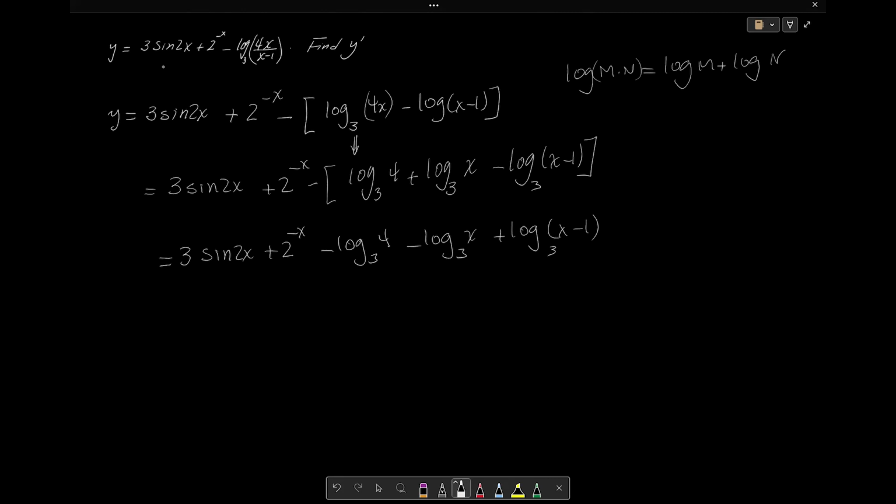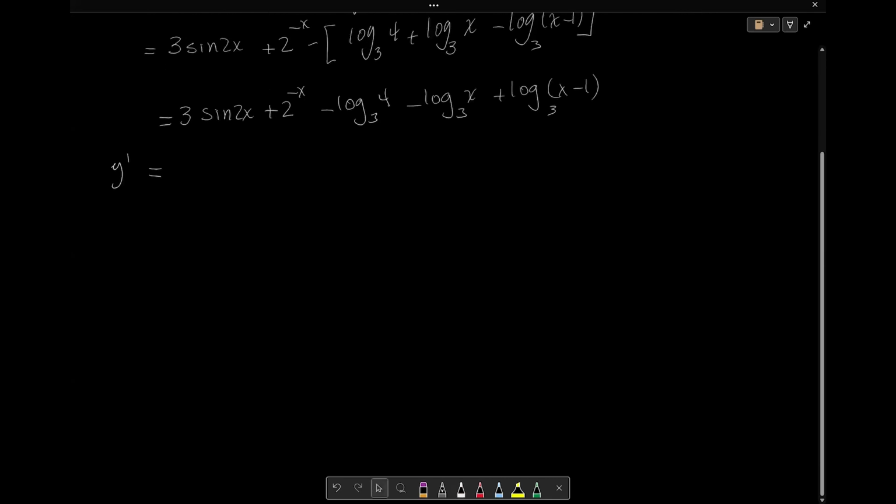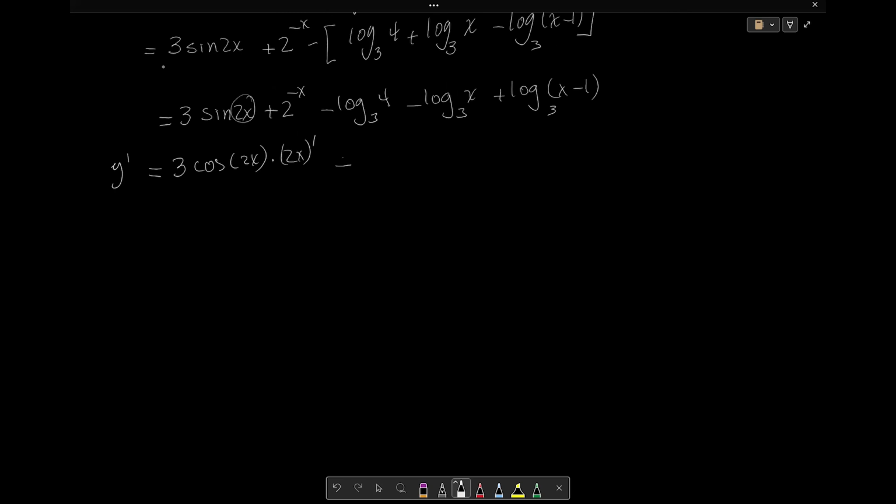Now take derivatives. 3 sine 2x, 3 comes along for the ride. Sine 2x, derivative of the sine is the cosine of 2x times the derivative of 2x. Plus 2 to the negative x. The derivative is the ln of 2 times itself times the derivative of negative x, because the power is not just x, it's negative x.